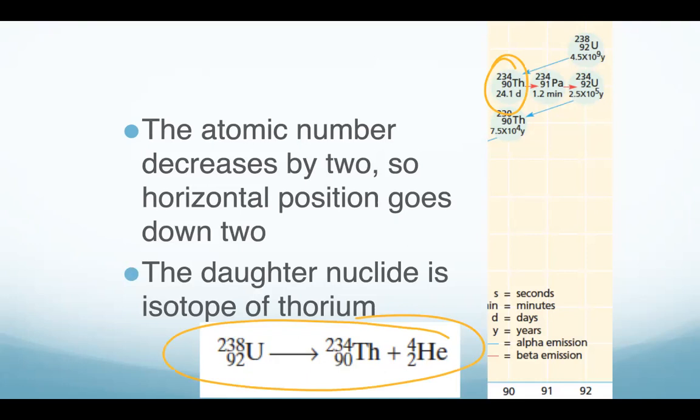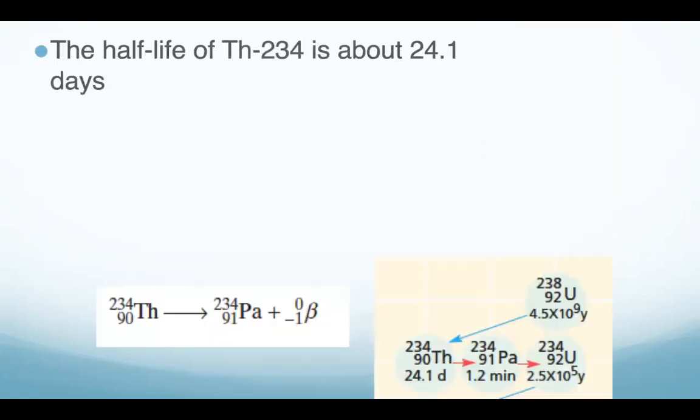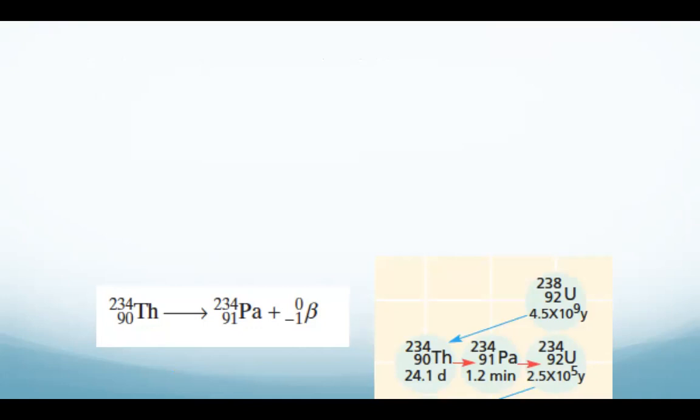It also tells you here the amount of years that it stays stable. So that stays stable for 4.5 times 10 to the 9th years. That's quite a long time. So the half-life of thorium-234, which is the first daughter nuclide, is 24.1 days.